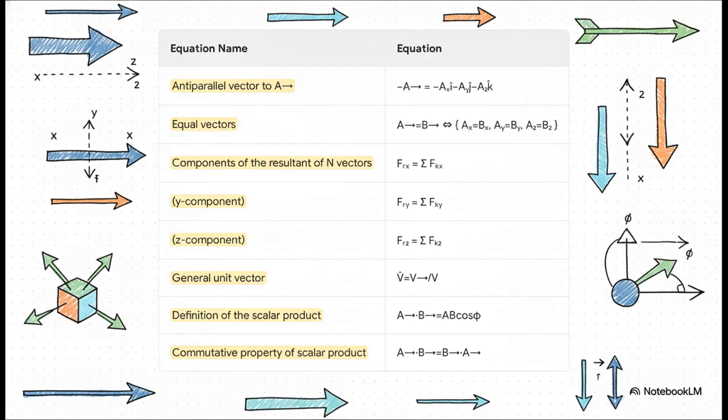And then, down at the bottom, we get our first real look at the scalar product, or the dot product. This is how we multiply two vectors and end up with just a single number.